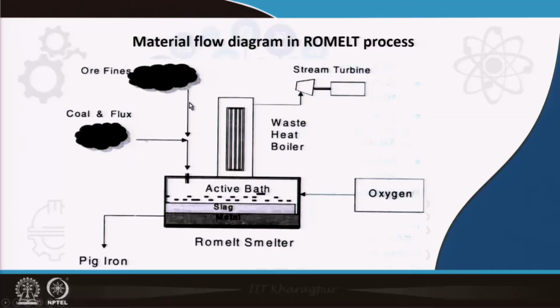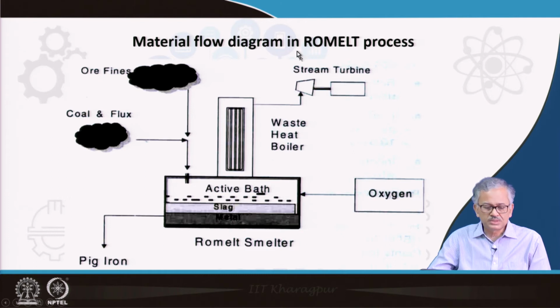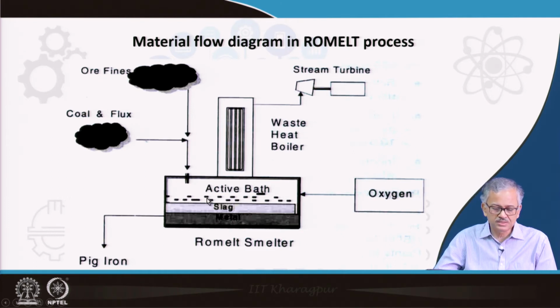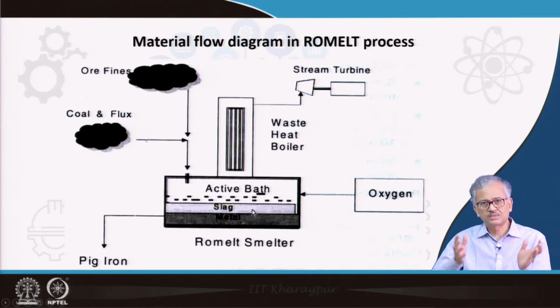One is the Russian process, that is the Rommel process. Another is the Finex process. Okay. So, this is the material flow diagram in the Rommel process. You can see you can directly use the ore fines and the coal fines in the reactor, and you push the oxygen, and this is the reactor. So, in a single reactor you just dump everything, and this is not only the ore fines.